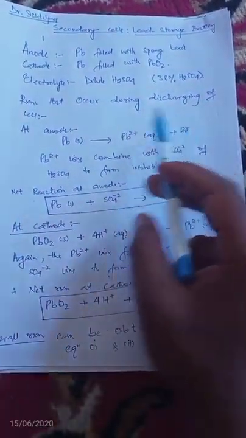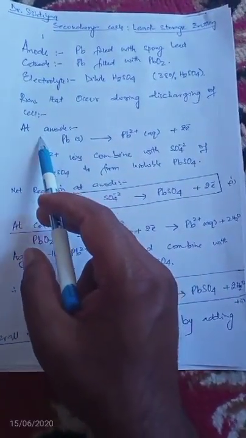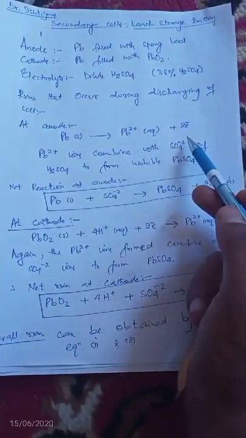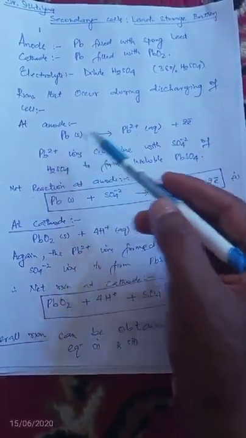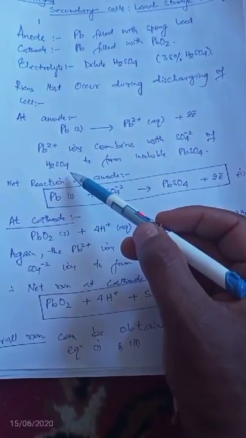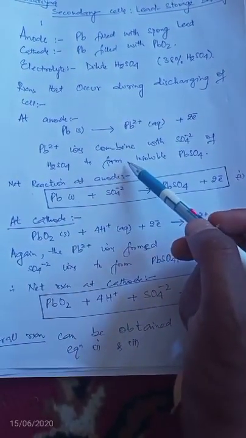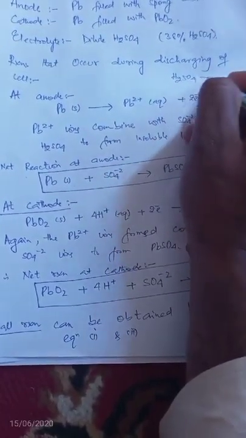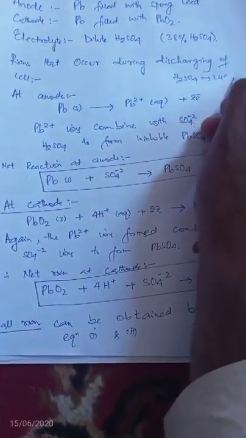So if we discuss the reactions during discharging of the cell, we will see that at anode the lead, it is solid, it's being converted into lead 2 plus ion and 2 electrons. So this is loss of electrons because oxidation number has increased from 0 to 2 plus, okay? So again, you know that sulfuric acid is used as electrolyte. Sulfuric acid dissociates in the solution to form H positive, okay? It gives 2 hydrogen ions and it forms SO4 minus 2, okay?